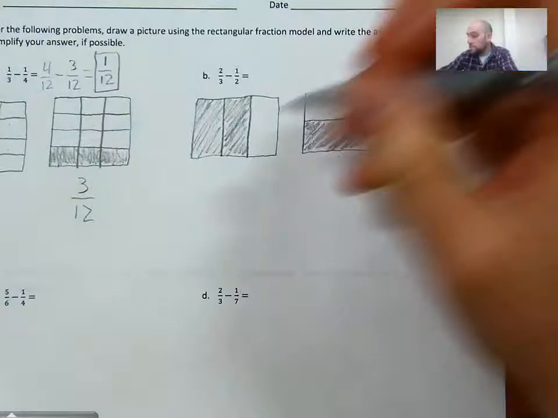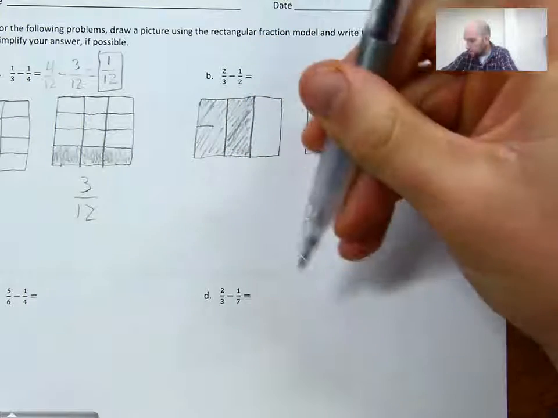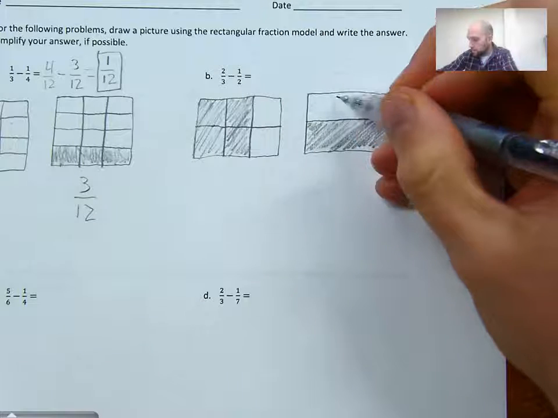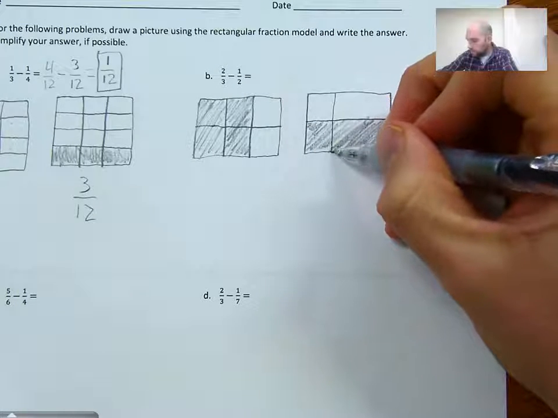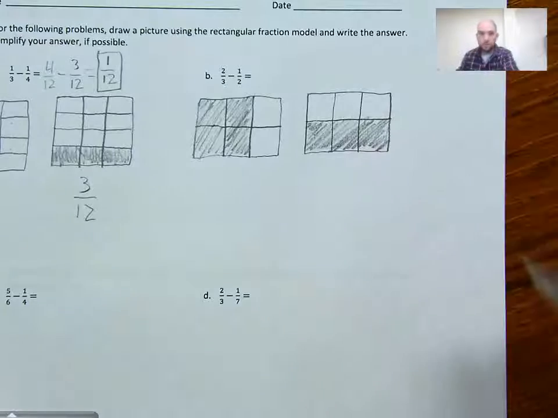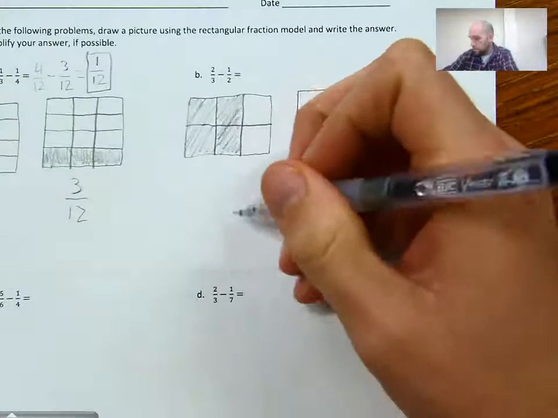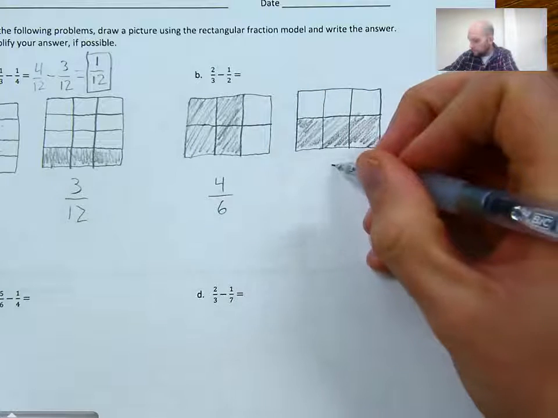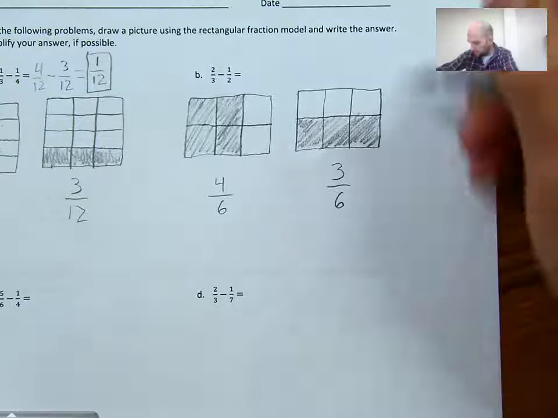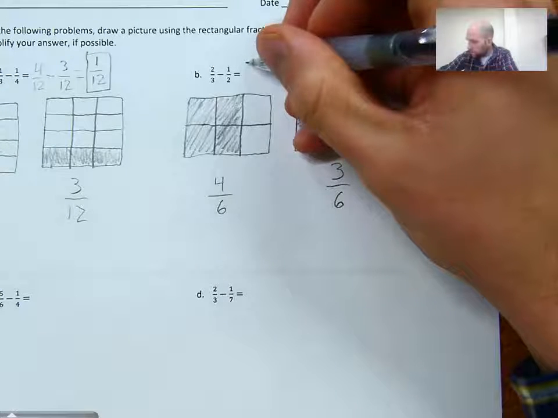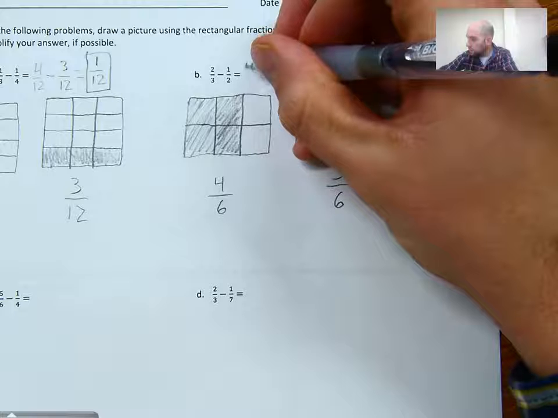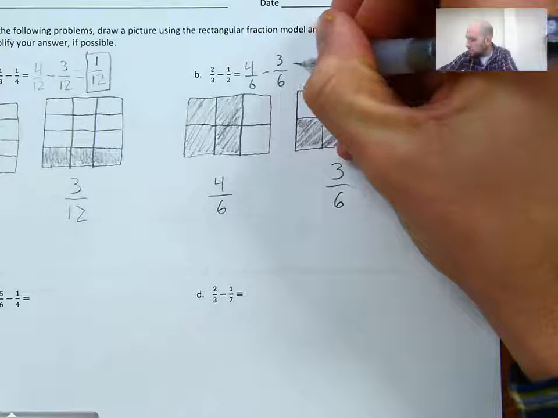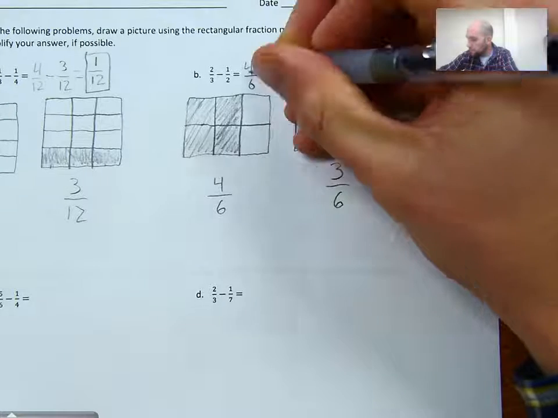Now I need to split my thirds in half. One horizontal line here across the middle. Then I need to split my half into thirds. Here I have 4/6. Here I have 3/6. And that will give me 1/6. 4 minus 3 is 1.